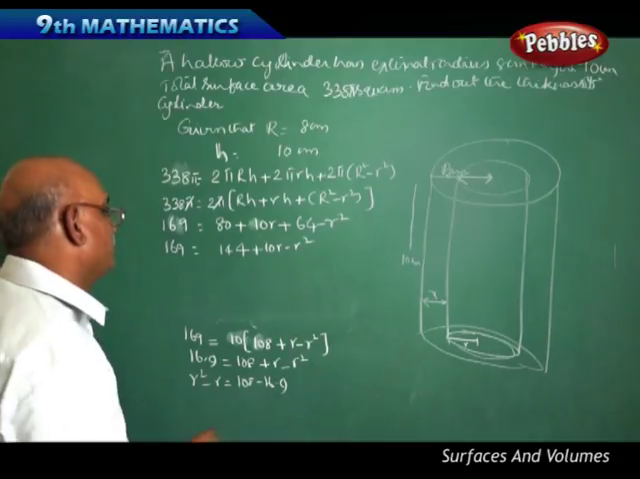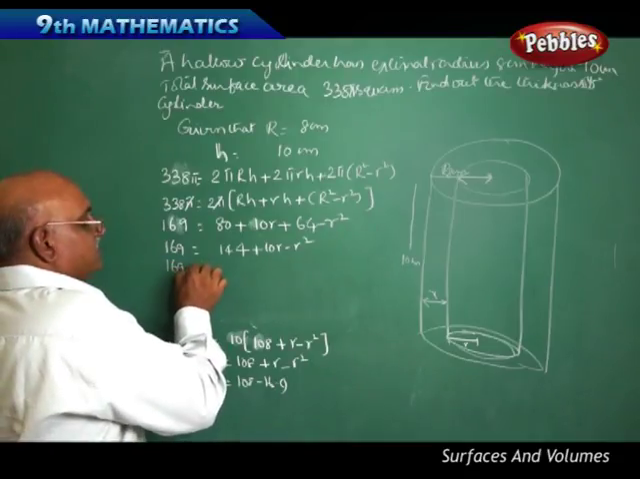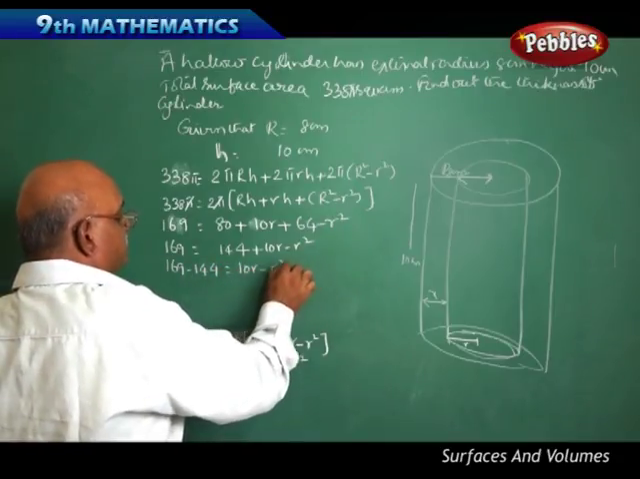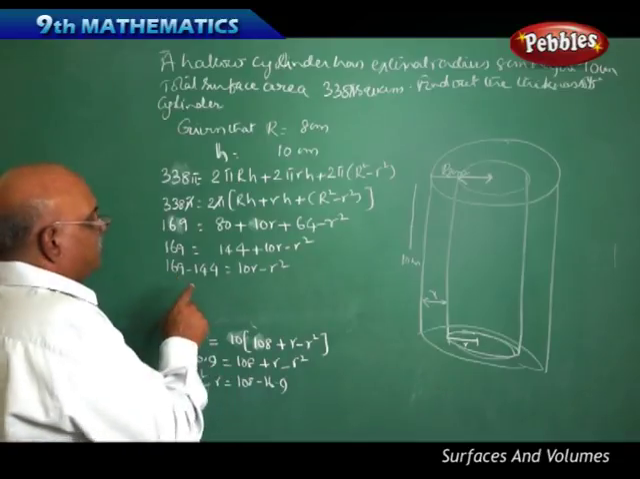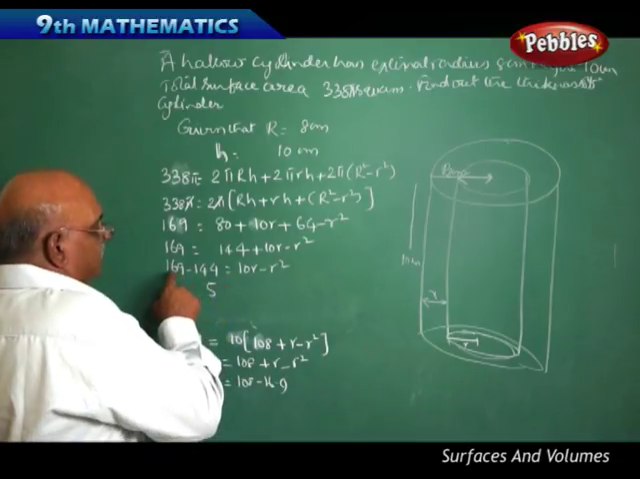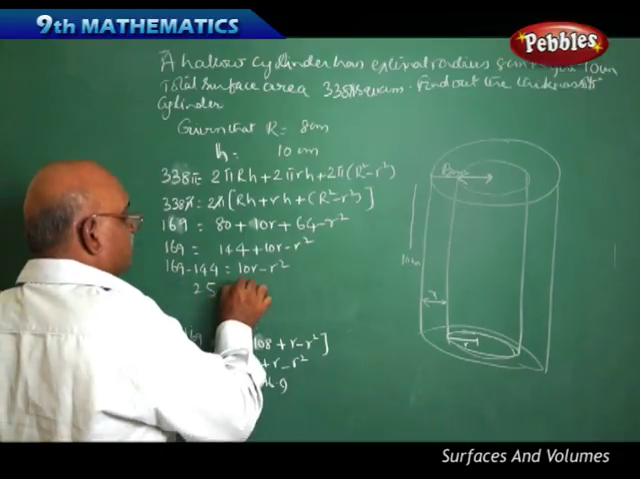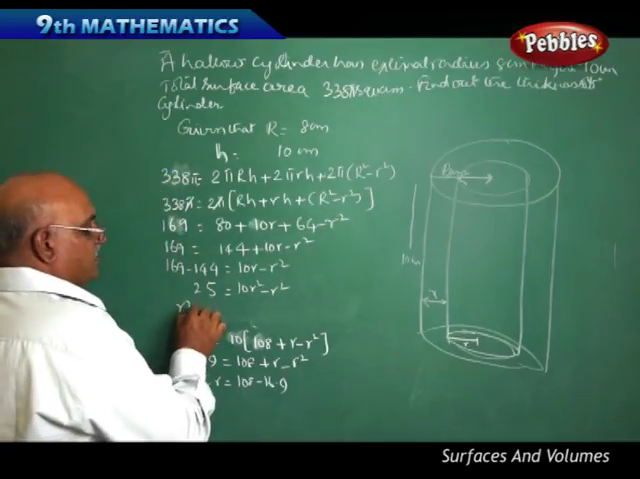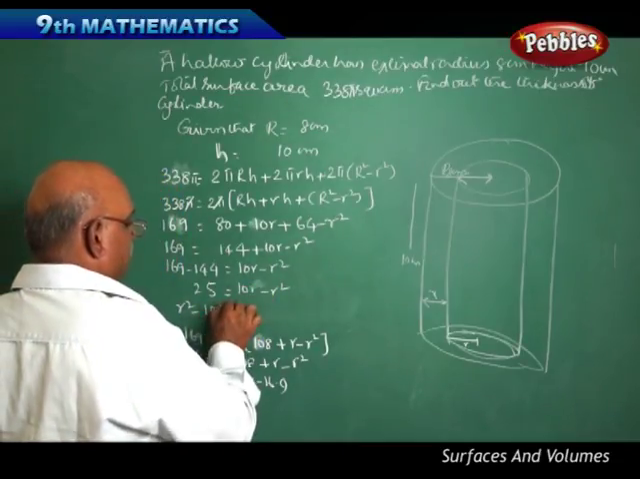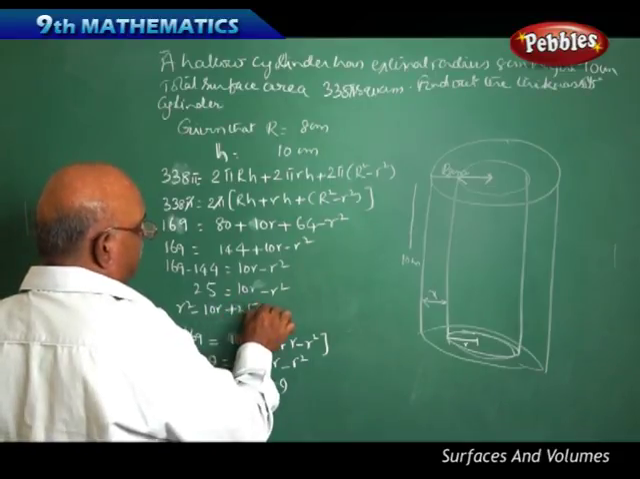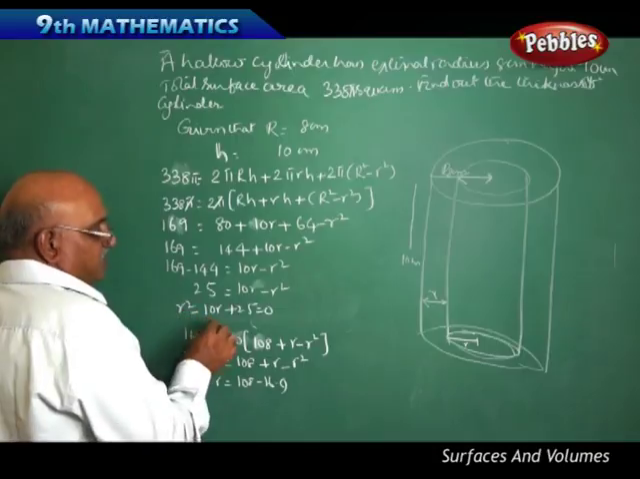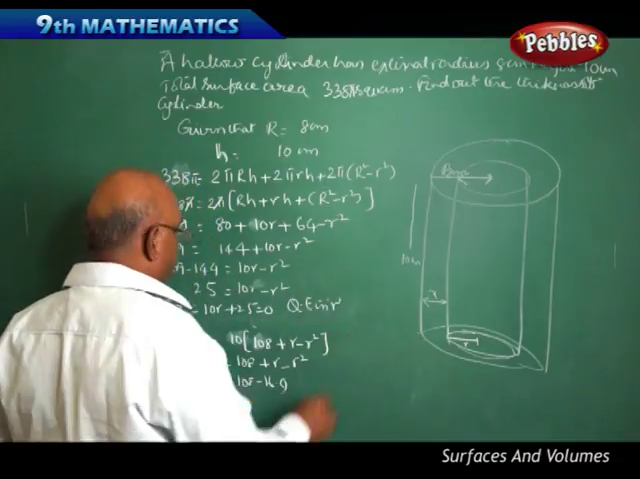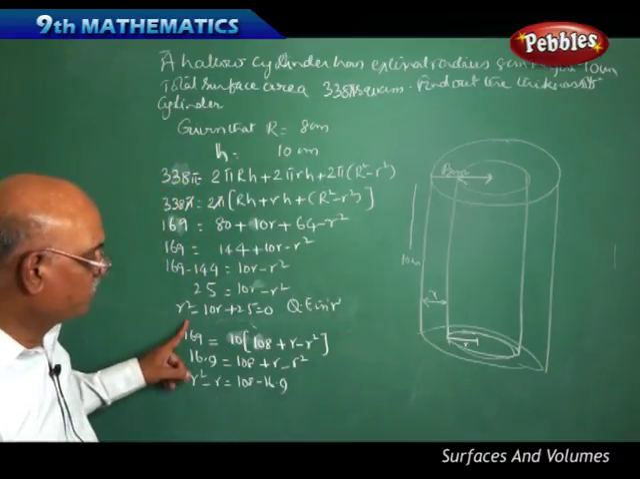Now, if you simplify further, we get 169 minus 144 is equal to 10r minus r square. Therefore, this is 5 square, here you can write it as 25. This is equal to 10r minus r square. This whole thing you can write as r square minus 10r plus 25 is equal to 0. It is a quadratic equation in small r. Therefore, generally the quadratic equation will have two roots.